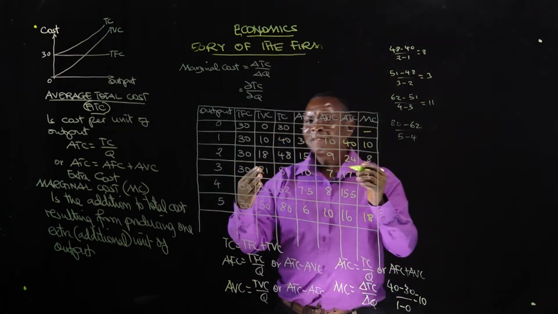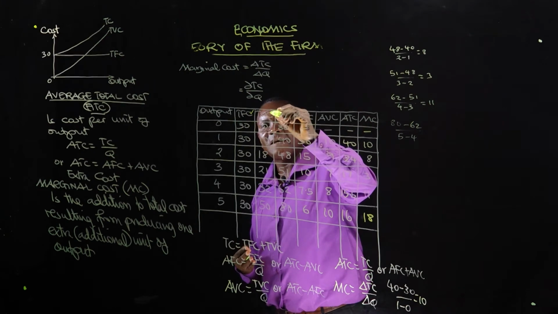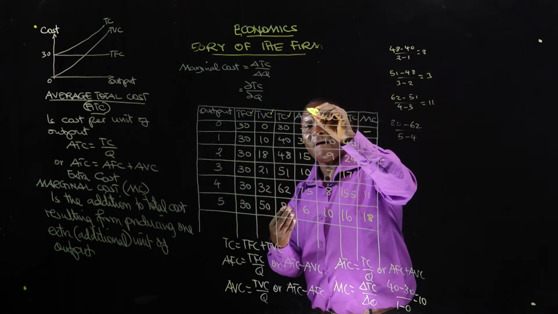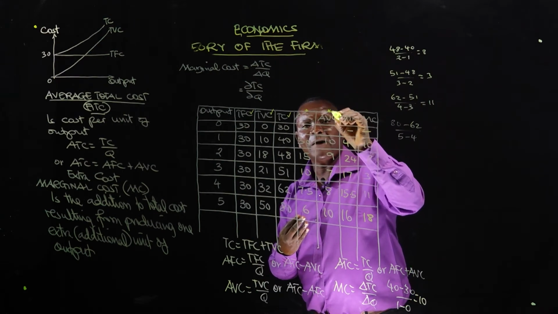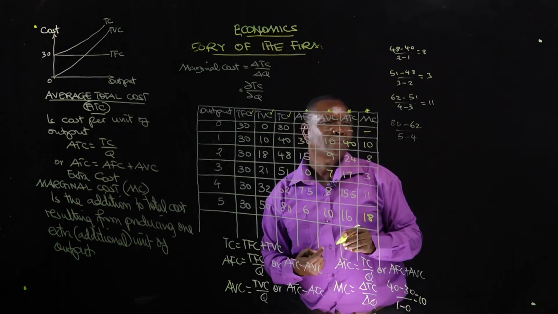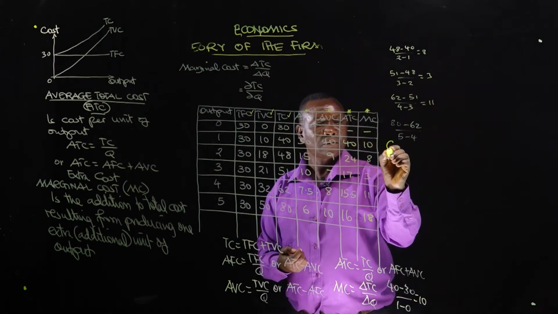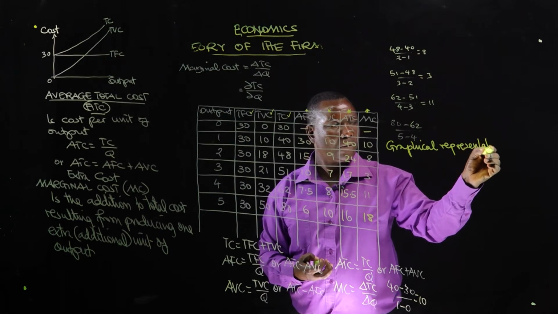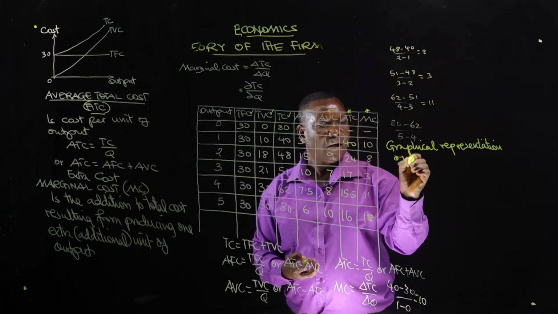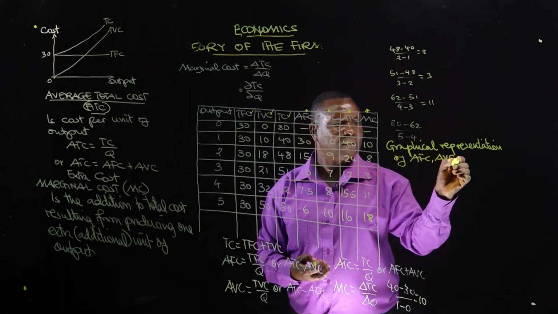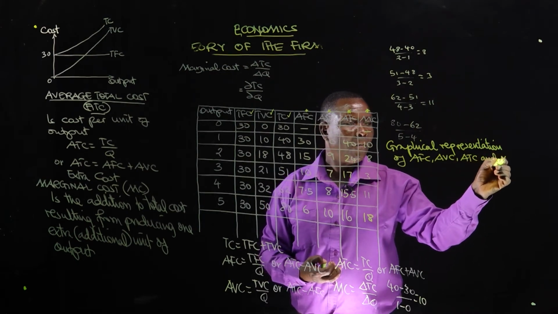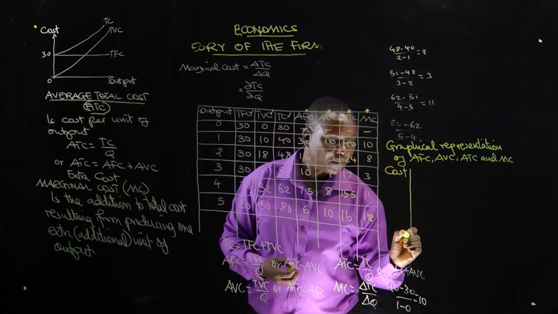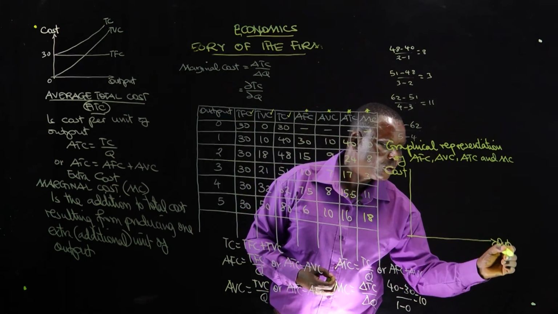Now, we are through with the graphical representation of total fixed cost, total variable cost, and total cost. Now, we need to construct graphs for average fixed cost, average variable cost, average total cost, and marginal cost. Cost versus output.